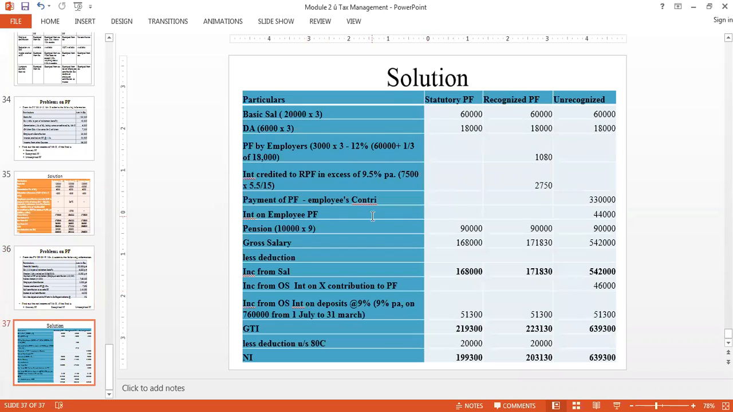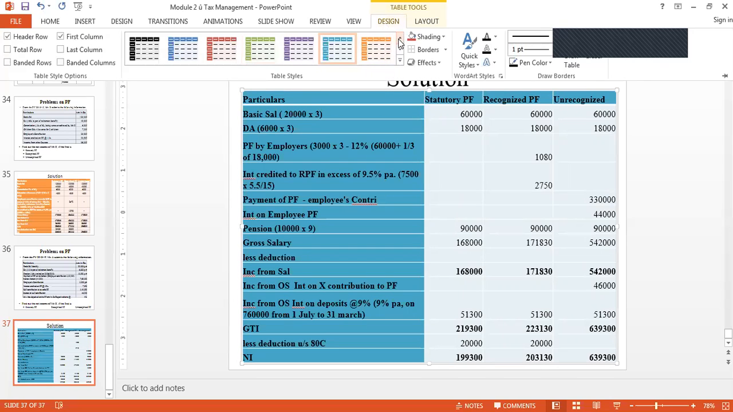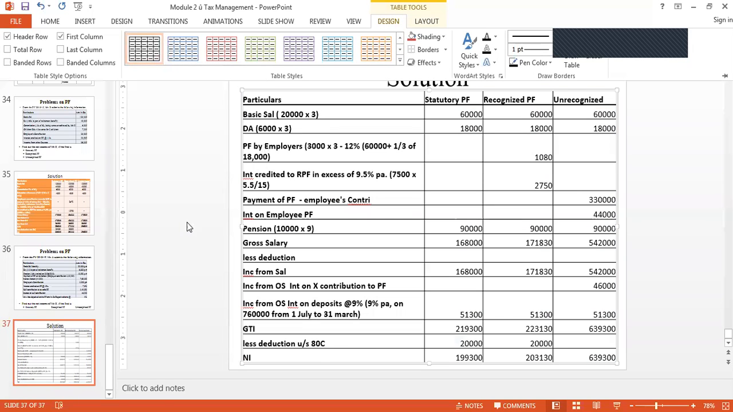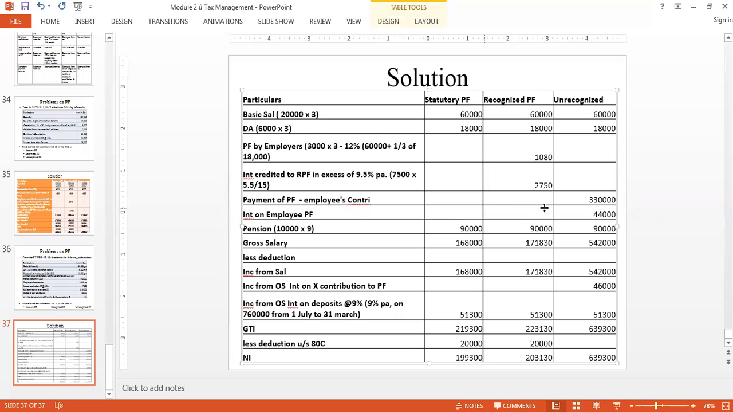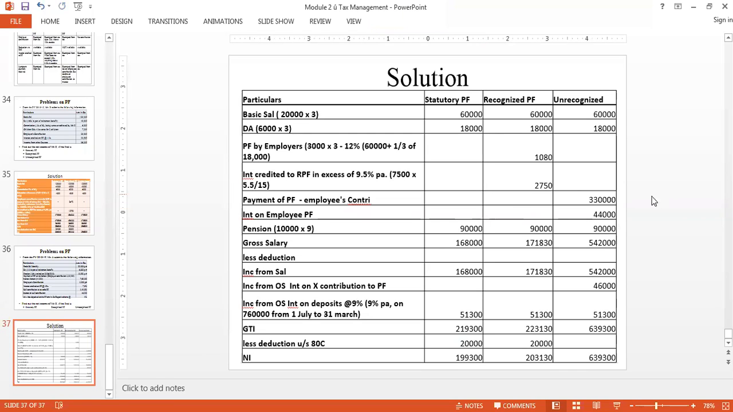Is it visible to you? Yes, sir. Or should I change the color or something like that? No, sir. The best thing is I'll make it... now it's much better. Fine.